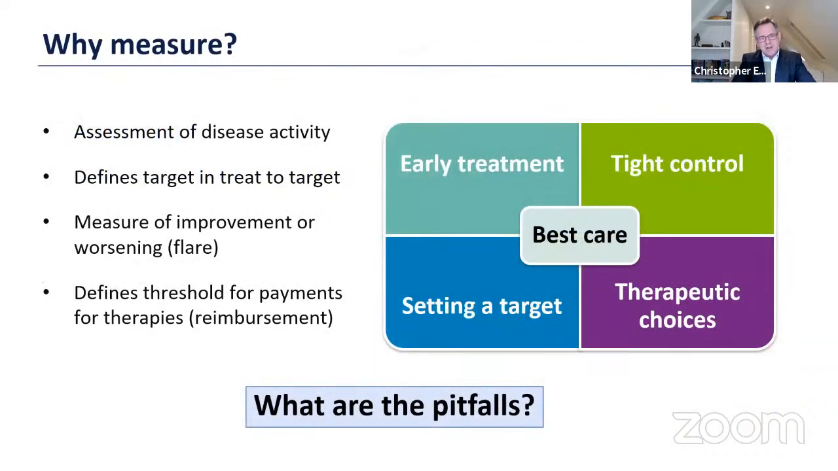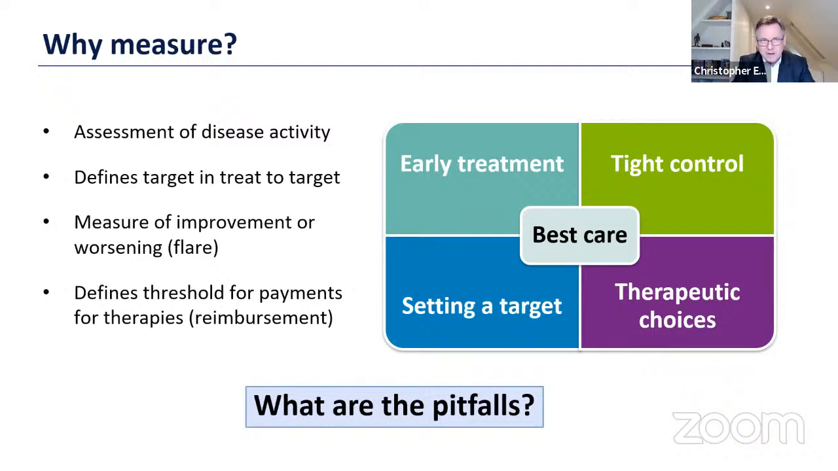Okay, so why measure? Some of this is pretty obvious, isn't it? But if you look on the right-hand side, there are various strategies that we now use, which have been established over many years to treat patients with rheumatoid arthritis. We want to treat early. We want tight control.